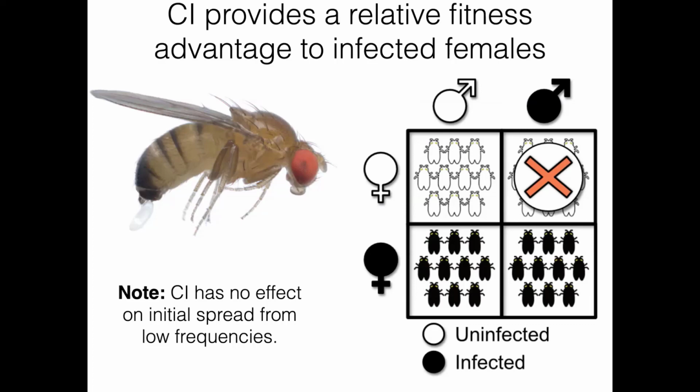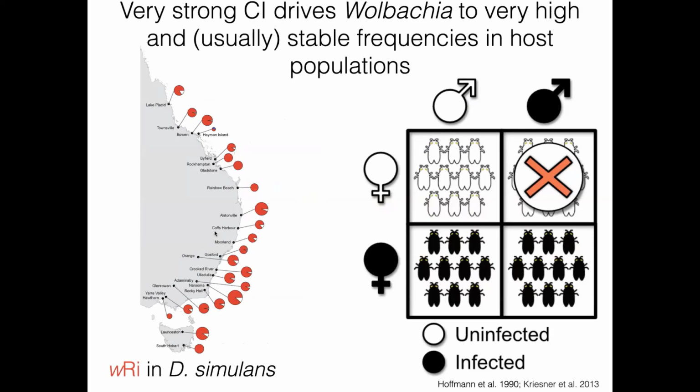But what happens is once they become relatively common, CI kicks in, and that's the moment where you have Wolbachia at a high enough frequency such that uninfected females now start mating with infected males. Those infected males start hammering their embryos, and that relative fitness advantage shoots Wolbachia up to higher frequencies. So a signature of a strong CI system is you go out into nature and you look at the population, and what you see is that Wolbachia are very common.